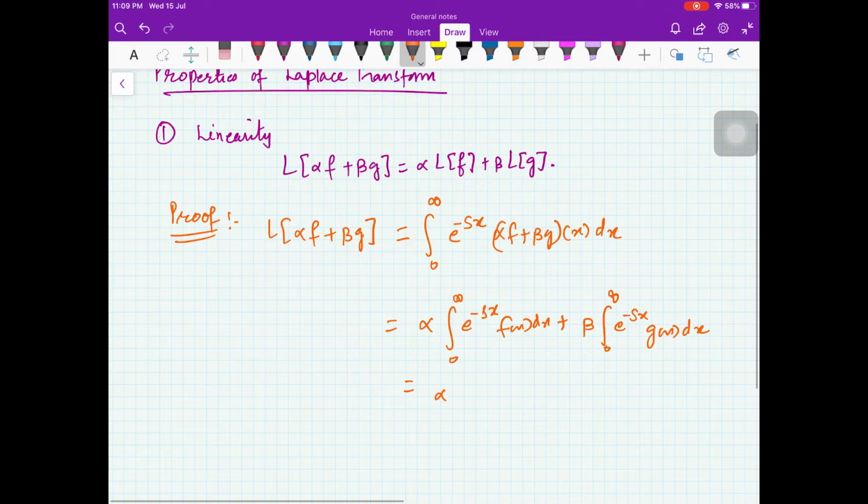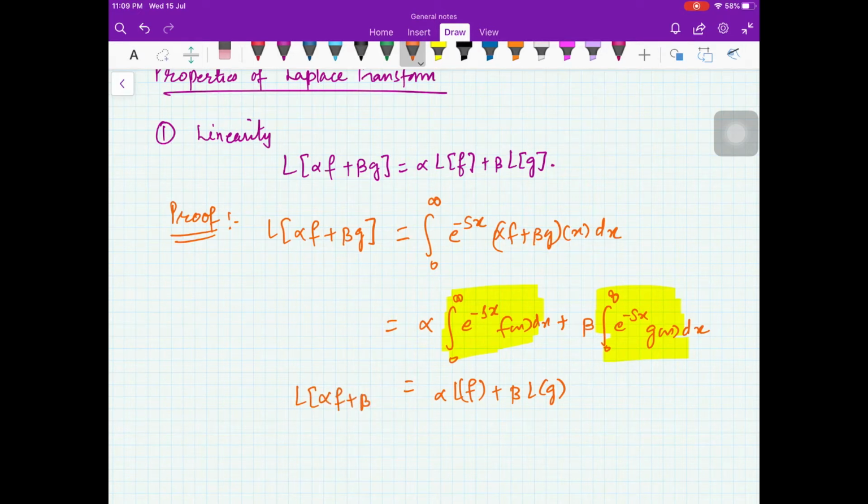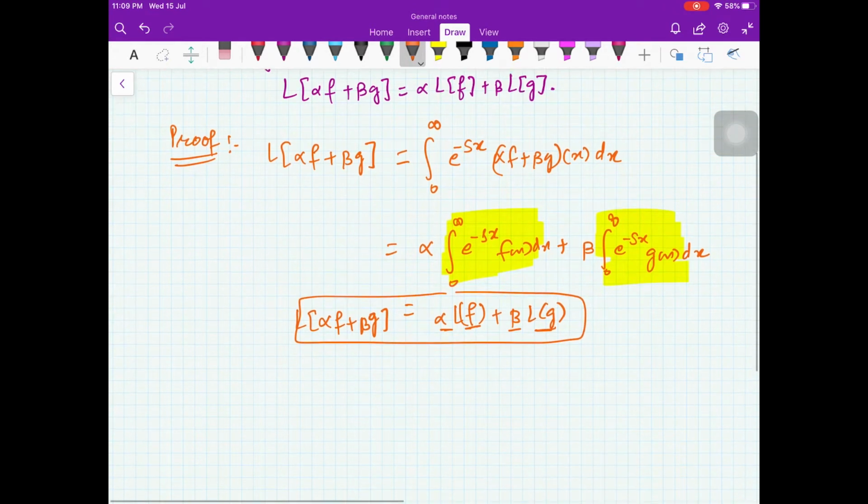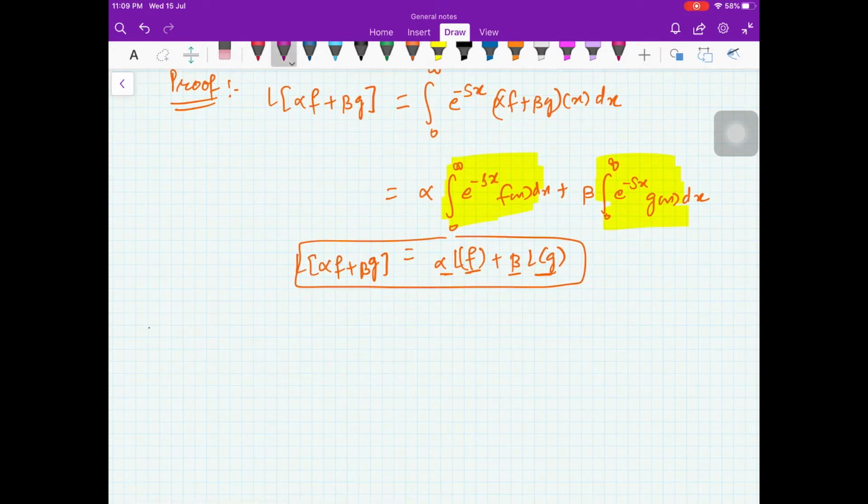Now this is alpha. What is this? This is L of f of x and this is L of g of x. So this is alpha L of f of x plus beta L of g. So you get that L of alpha f plus beta g is alpha L of f plus beta L of g. So hence we prove the linearity property. This we use again and again everywhere. We'll see. Second property is called first shifting theorem. First shifting property or first shifting theorem.